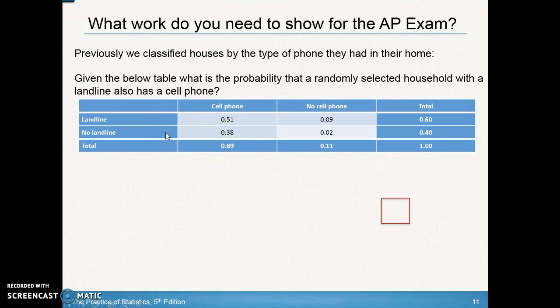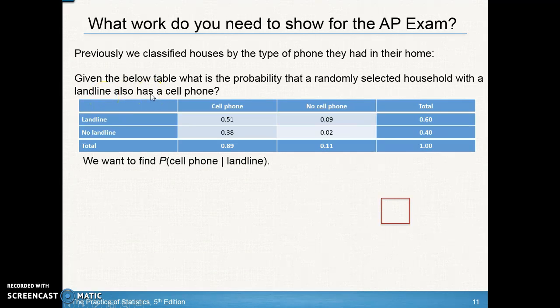All right, so on the last slide, we were just discussing what work you need to show for the AP exam. So given the below table, we're going to take a look at the question we answered previously. What's the probability that a randomly selected household with a landline also has a cell phone? Just keep in mind this is a little bit tricky, that a randomly selected household with a landline, that's kind of your given statement. We know that it has a landline, so think about what you're given first.